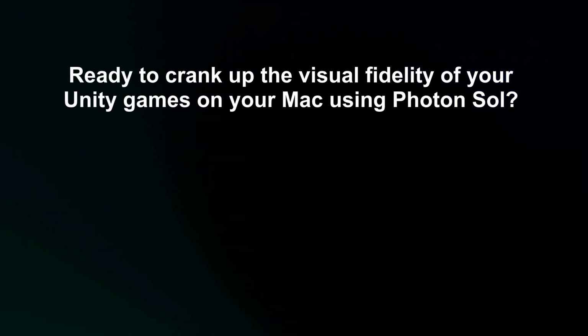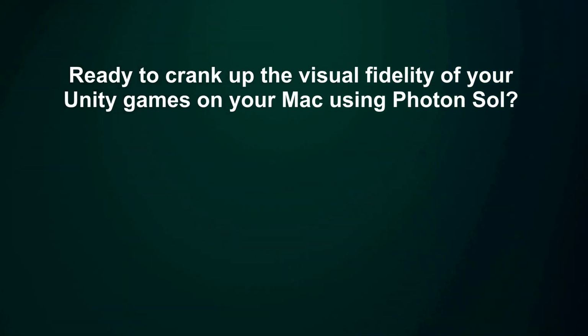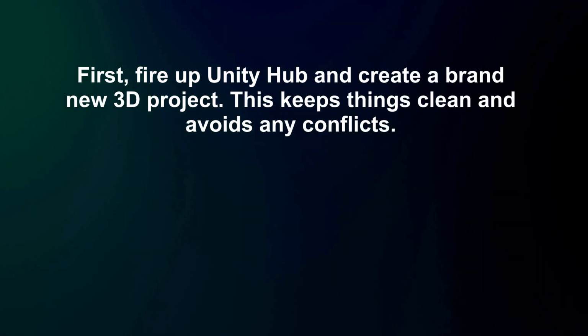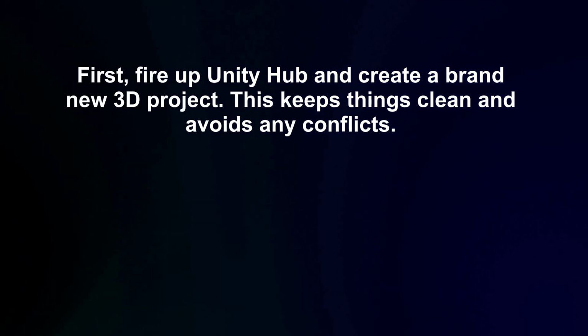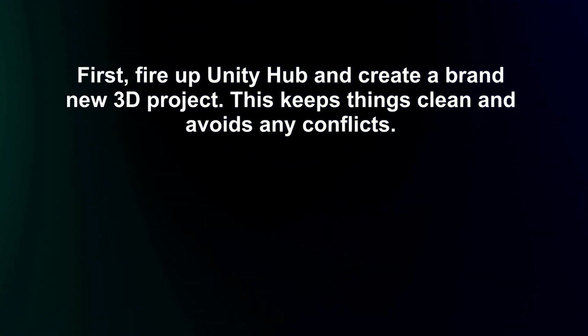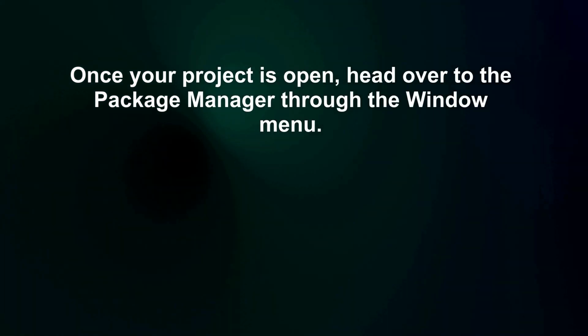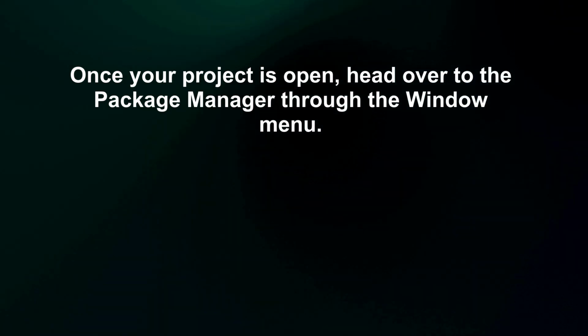Ready to crank up the visual fidelity of your Unity games on your Mac using Photon Sol. First, fire up Unity Hub and create a brand new 3D project. This keeps things clean and avoids any conflicts. Once your project is open, head over to the Package Manager through the Window menu.